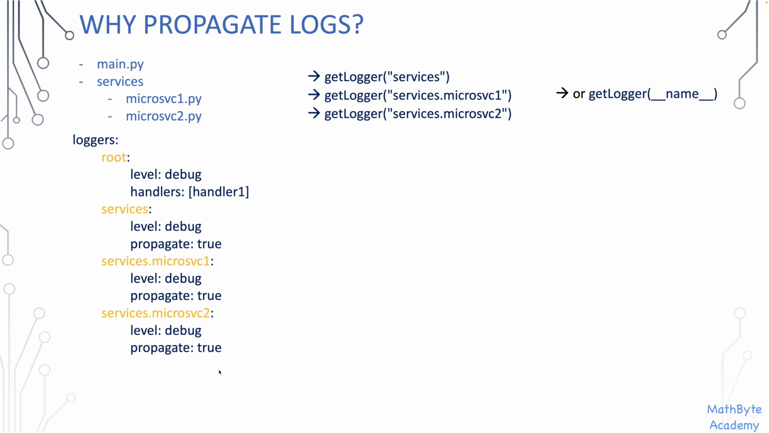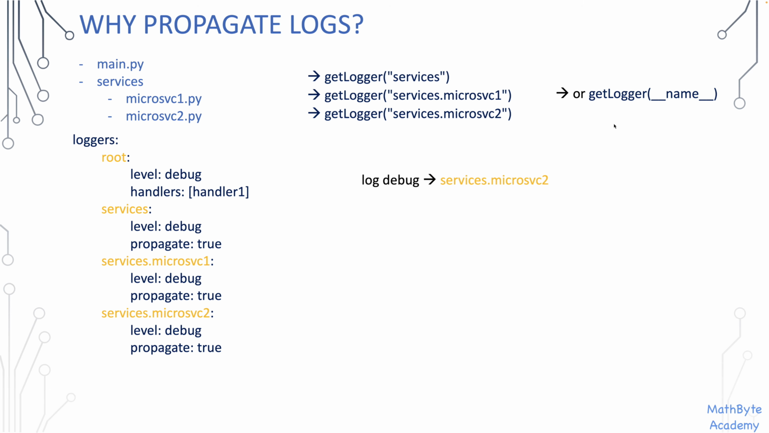Now, when you don't configure a logger, the propagate default is true. So you actually don't need to specify all this, but we'll get to that. So what happens when I send, let's say, a debug log to services.microsvc2? So in microsvc2, I said get logger name.